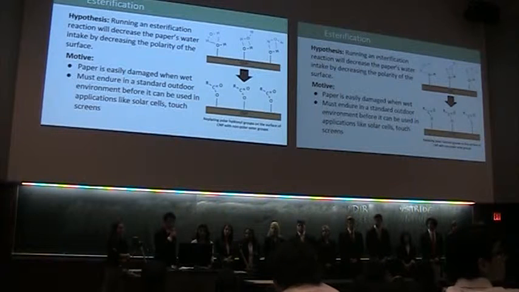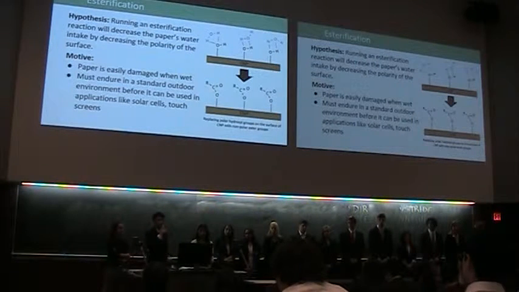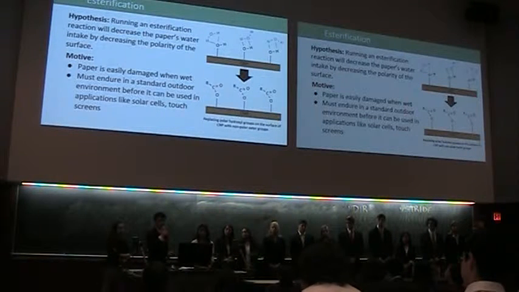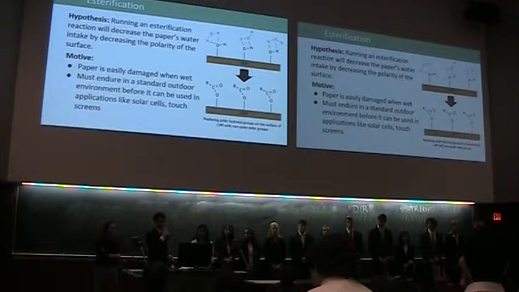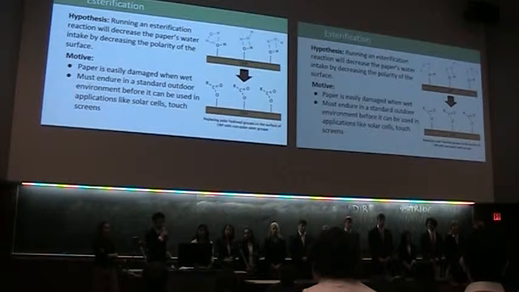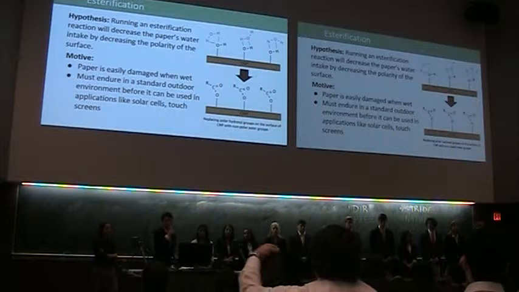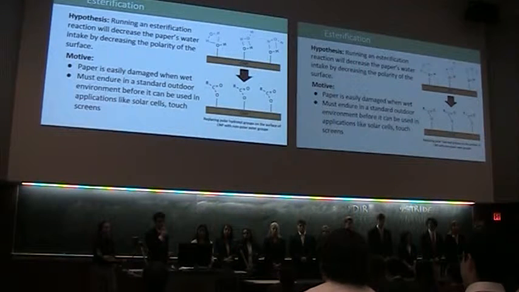Another section of our project, esterification, seeks to improve the water stability of the paper. As it is, when cellulose nanopaper absorbs water, it becomes very weak and disintegrates into individual fibers. And so the motive for this project is that in order to apply nanopaper in certain applications like touchscreens or solar cells, it has to be stable to water contact.